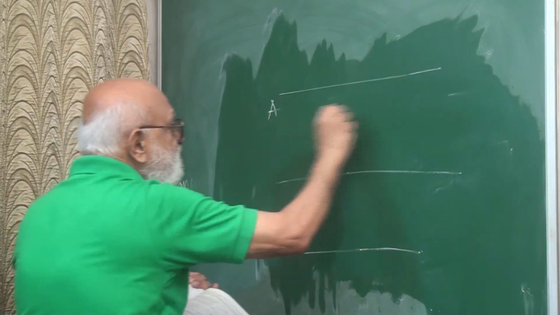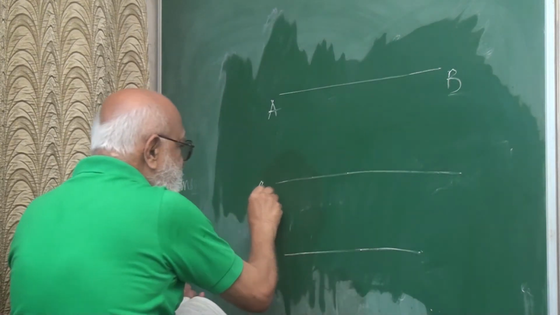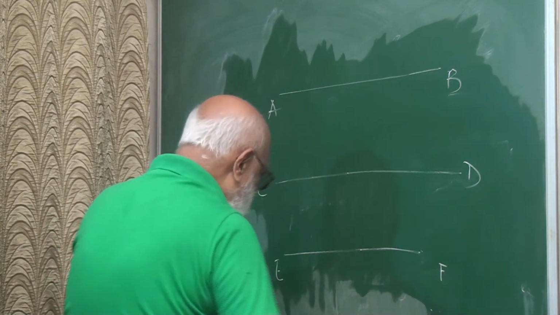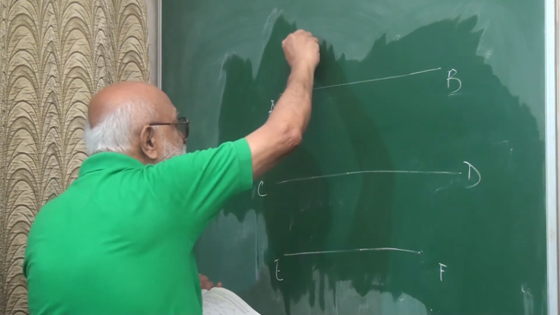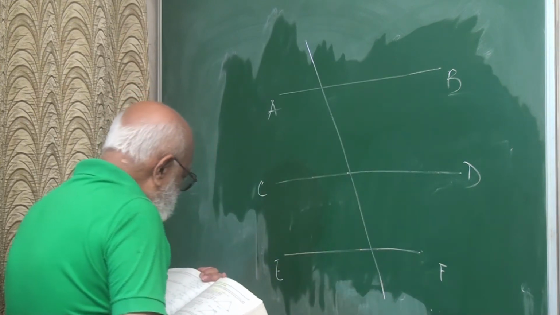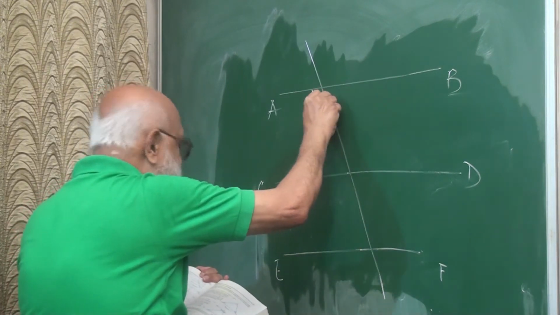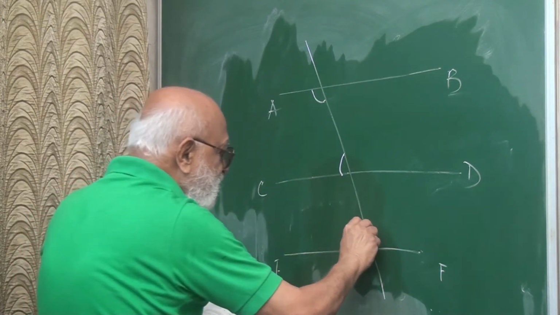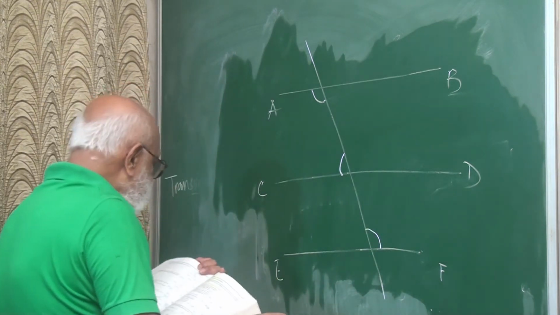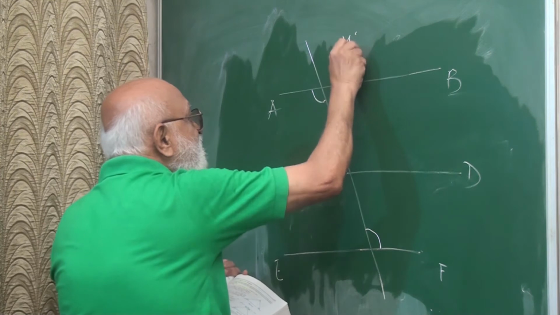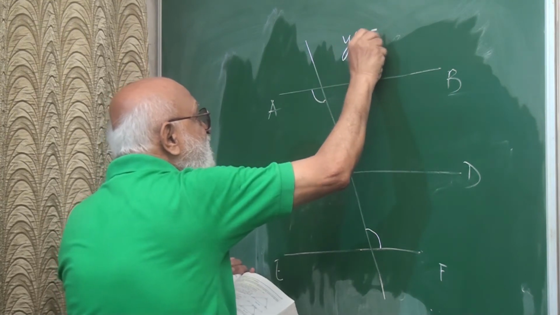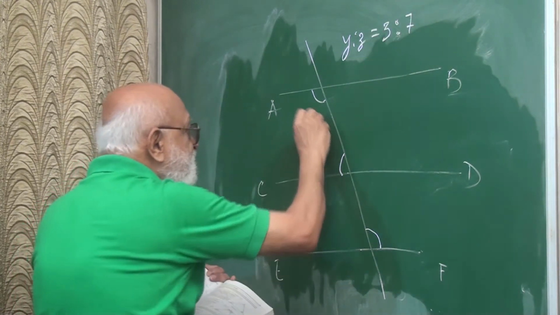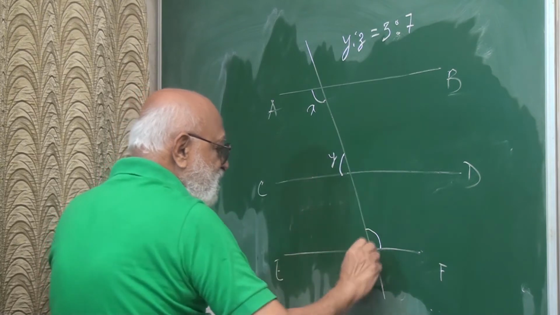AB, CD and EF. Okay, it is intersected by a transversal. Now we have to find out x, y, and z. What else is given? It is said y is to z is equal to 3 is to 7. Nothing more is given. So this is x, this is y, this is z.